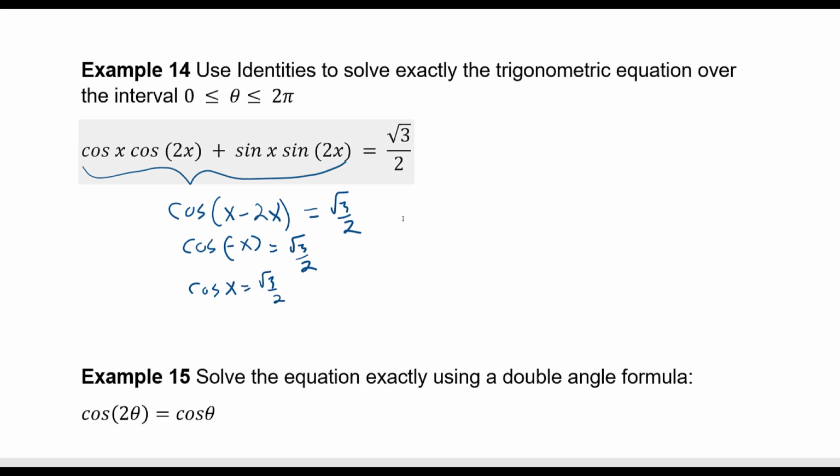And where does this occur from 0 to 2 pi? Well, cosine is positive in the first and fourth quadrants. So we're looking at x being pi over 6 and 11 pi over 6.